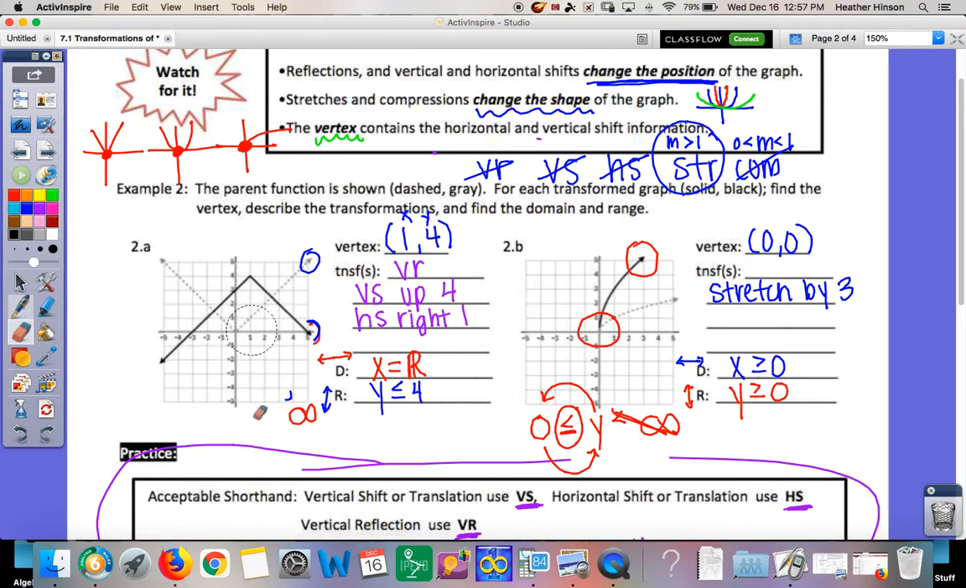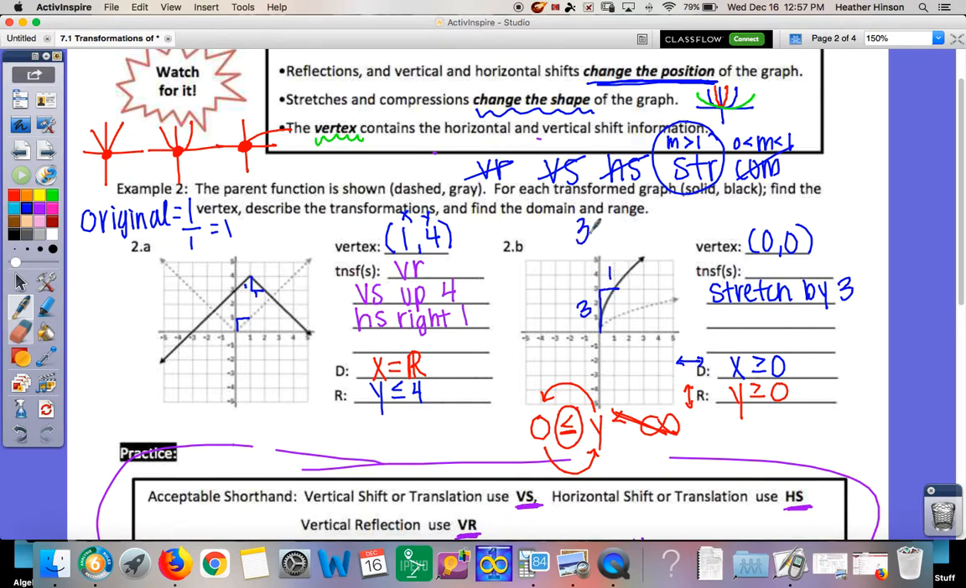And last, did your slope change? Your original slope is always going to be 1. 1 over 1, which is 1. Did it change from 1? This one did not. It was still 1 over 1. But B did. It went up 3 over 1. So that one changed to 3. If your slope is greater than 1, it's a stretch. If your slope is between 0 and 1, it's a compress. So greater than 1 stretch, between 0 and 1 compress.